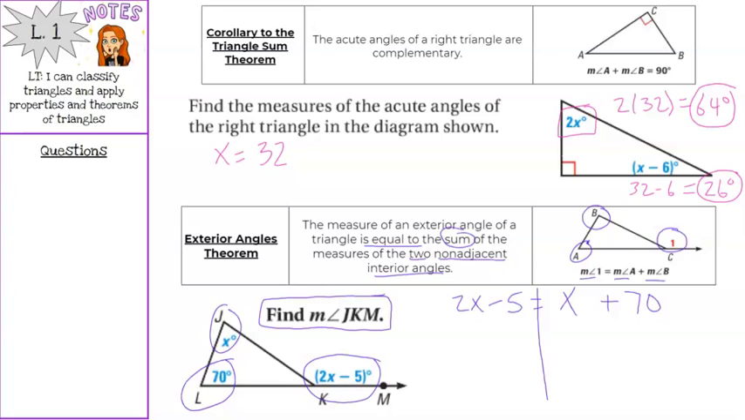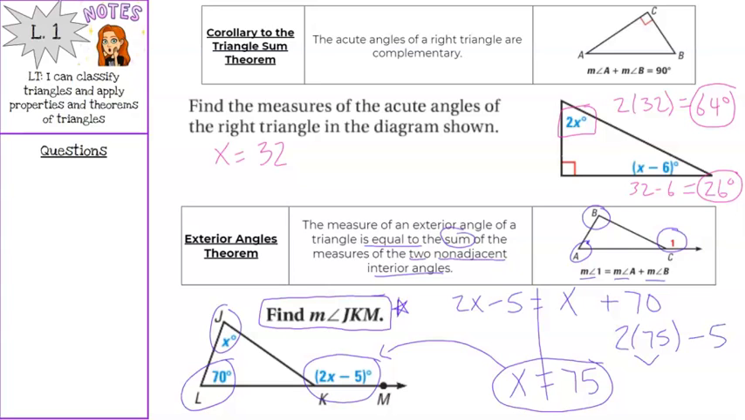You should have gotten that x equals 75. So if x equals 75, then what is the measure of angle JKM? Well, we plug 75 into 2x minus 5, and we get 2 times 75 minus 5. 2 times 75 is 150, minus 5 is 145. So the measure of angle JKM is 145 degrees.